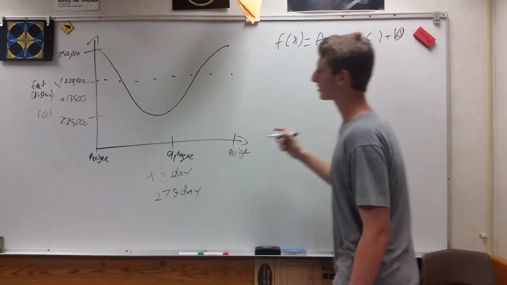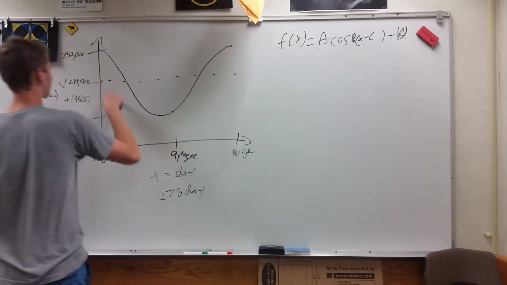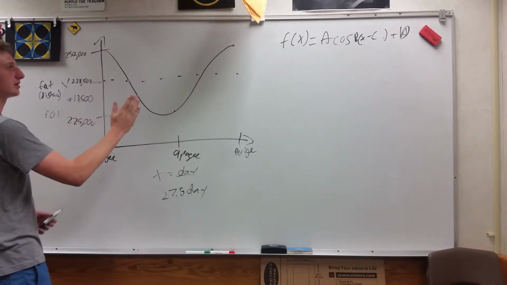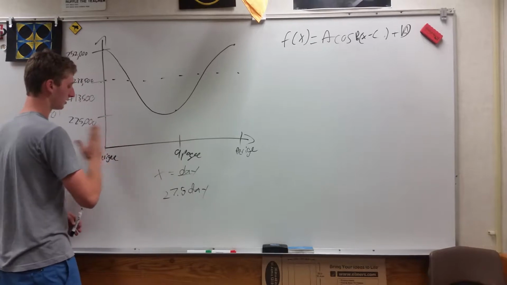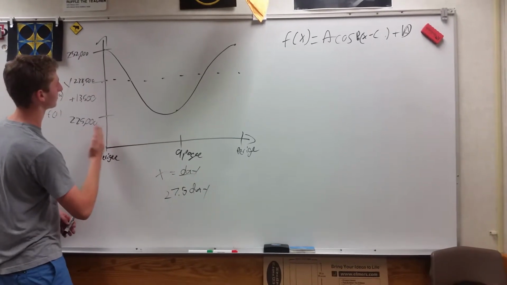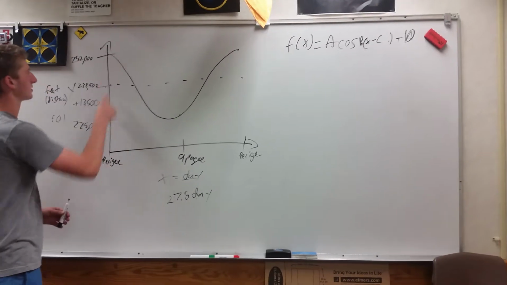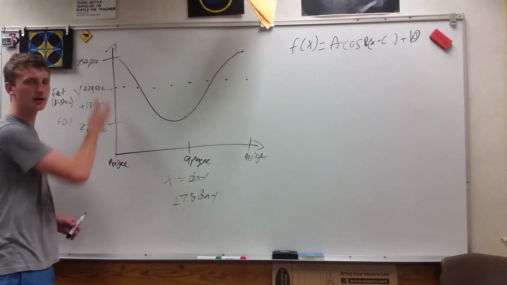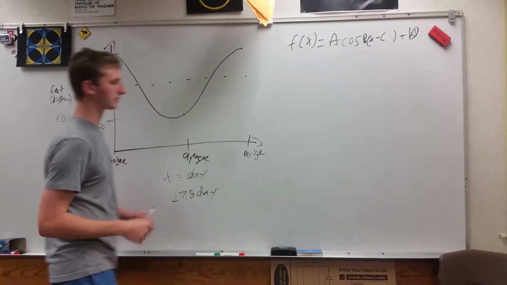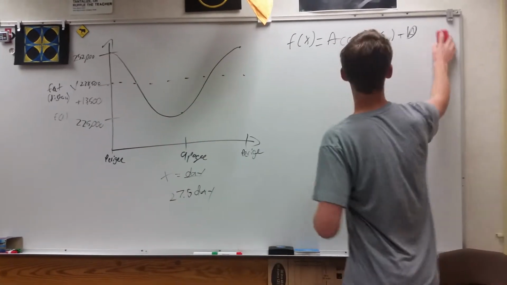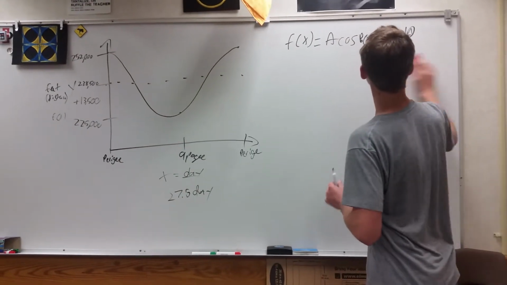So we already know, because this is a cosine graph, the c is the first one I'll do because it's easiest. The c is measuring how far it moves from the origin left or right. And because it's not moved from the origin left or right on this axis, then c is going to be 0 automatically. So we don't have to worry.